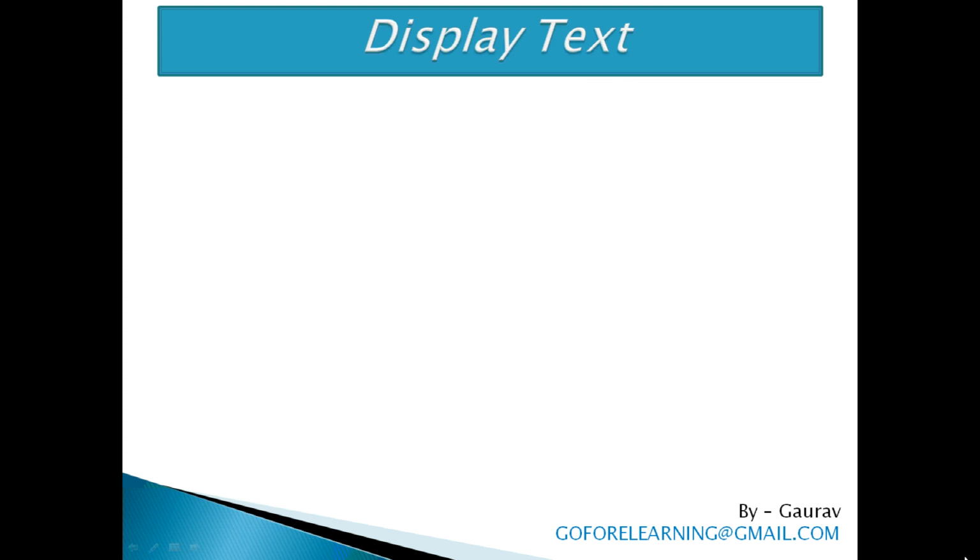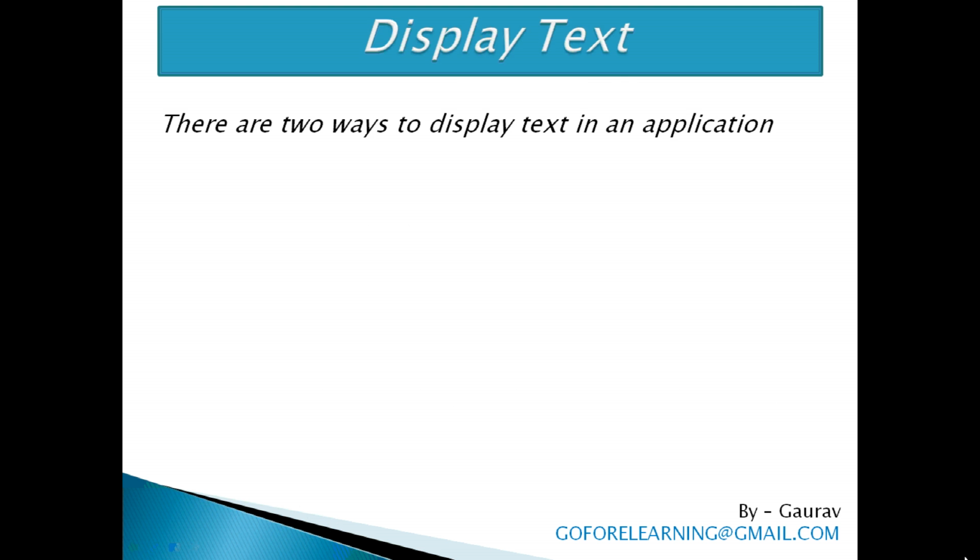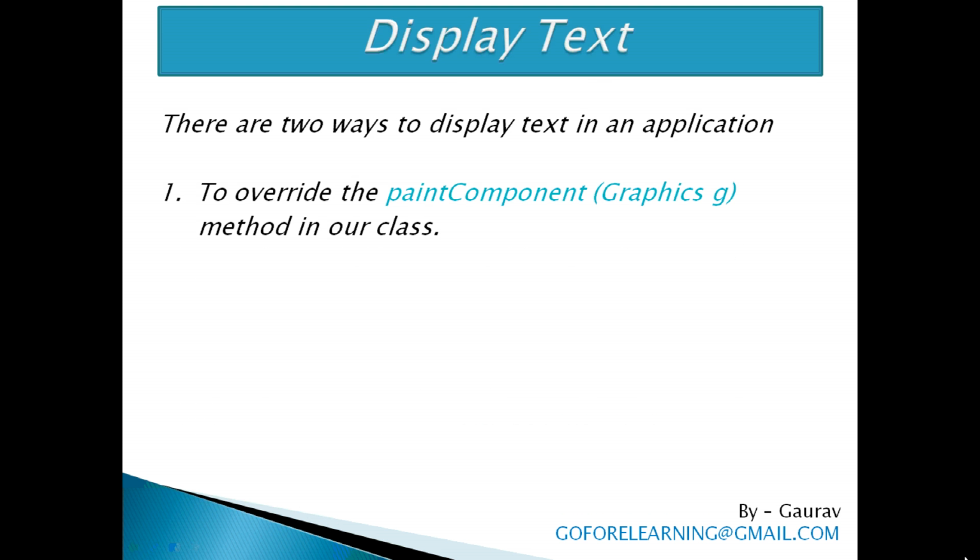How to display text in a frame? There are 2 ways to display text in a frame in an application. First is to override the paintComponent method in our class. In this method, we need to pass Graphics g.